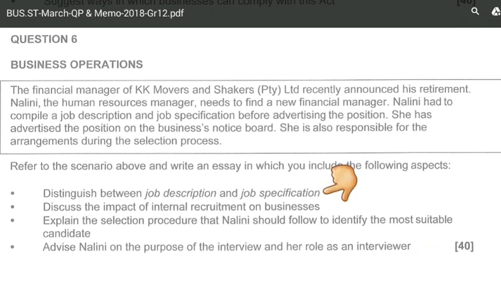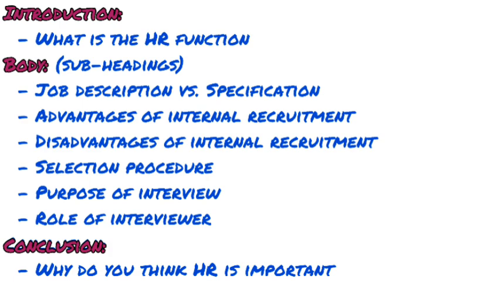So the first heading is job description and job specification. That will be me distinguishing between those two. You are more than welcome to write it in table format. In the video that we did on human resources, you will see that it's in a table format. Then the second heading will be impact. Remember, I said impact has to be both advantages and disadvantages, so remember to separate those. And then the next heading will be selection procedure. The last one will again be 2 things: the purpose of the interview and the role of the interviewer. So you see it there as I have put it in the way I would write this essay.